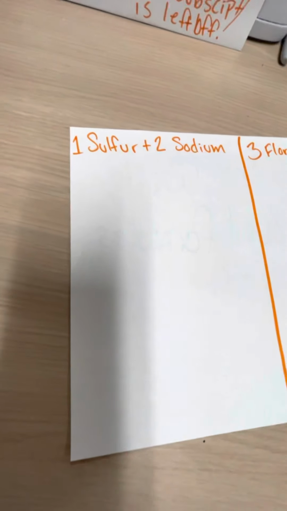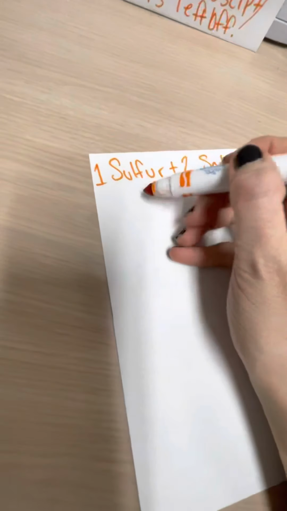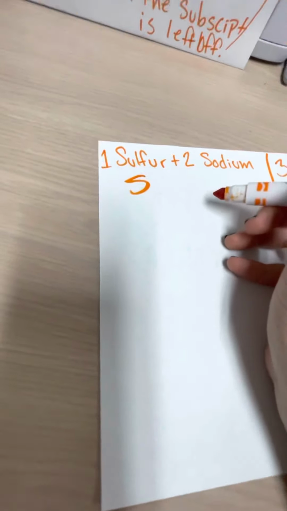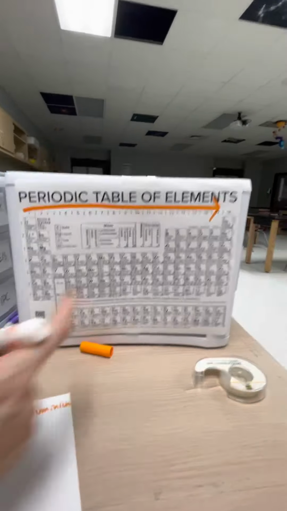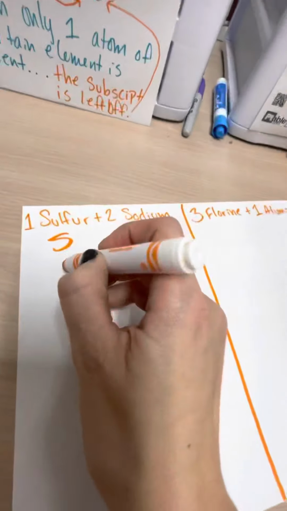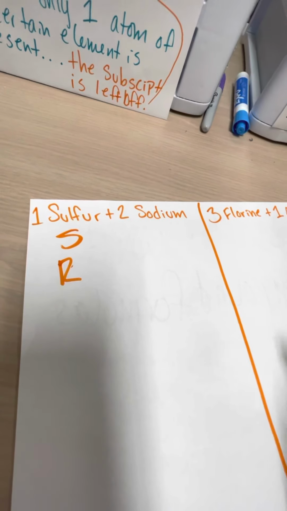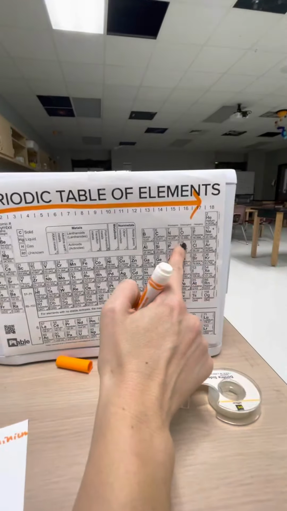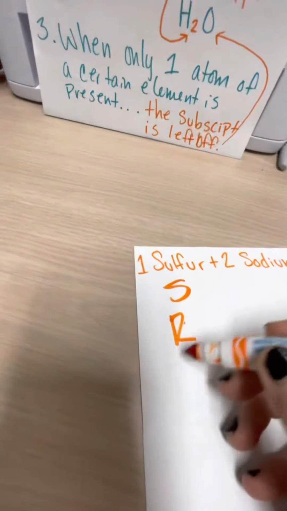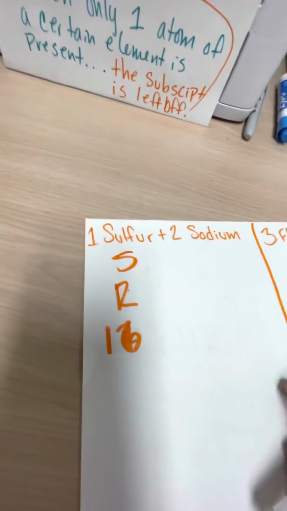So if we have sulfur and sodium, okay? On this, we have sulfur, which is S, and we know when we look on here, it is going to be on the right-hand side of the periodic table. So we're gonna write an R right below it, okay? We also have the atomic number is 16. I want you to also write that down next to it as well, or right down below it. Oops, that's a 12. We're writing 16.